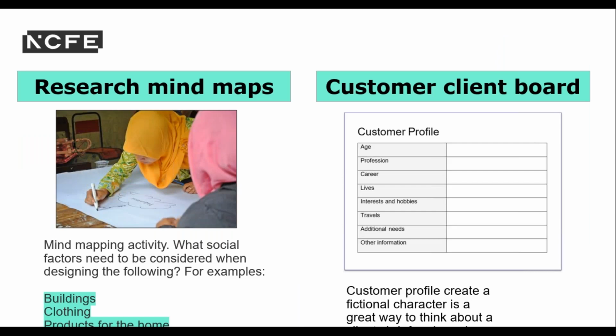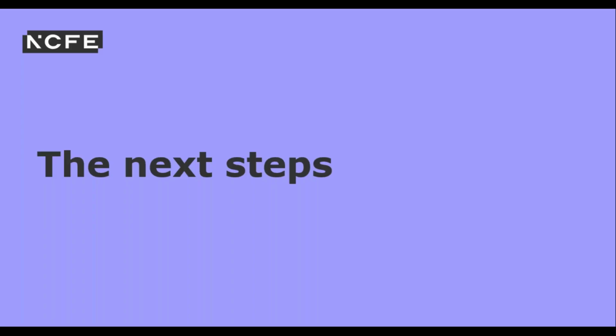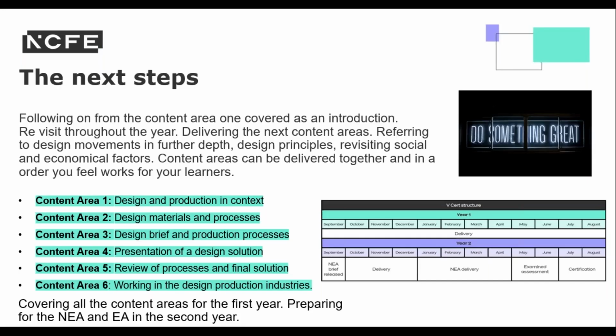The next steps. Following on from the areas covered as an introduction, the core knowledge and understanding of creative design and production. Revisit throughout the year, covering the next content areas, referring to the design movements in further depth, the design principles, revisiting social and economical factors. Remember, the content areas can be delivered together or in any order that you feel works for your learners.